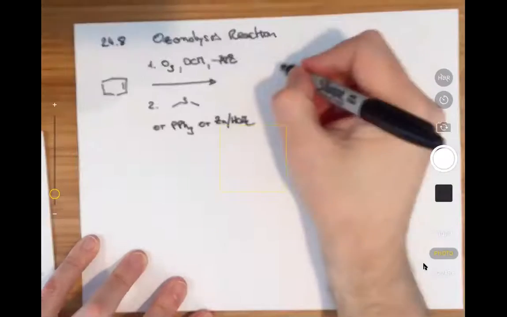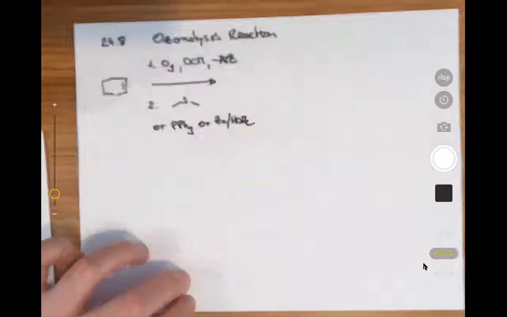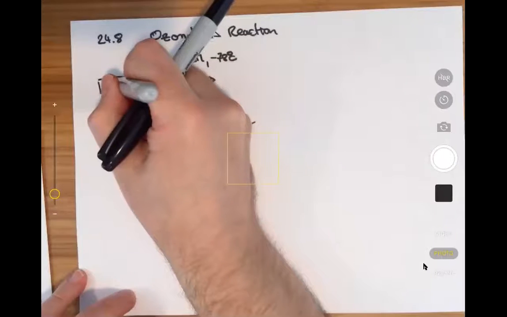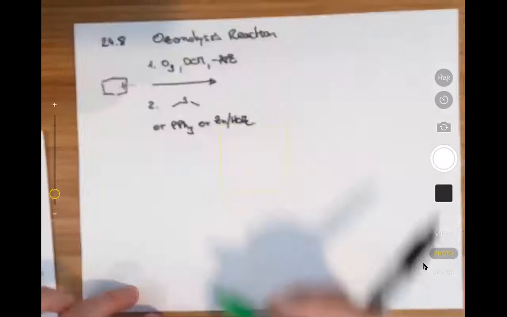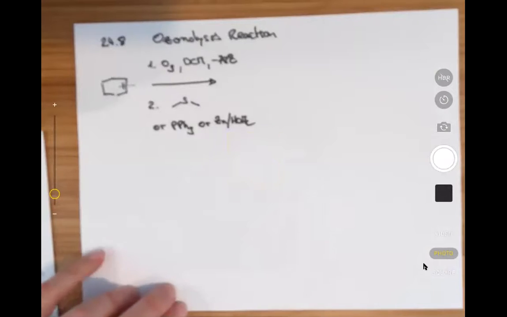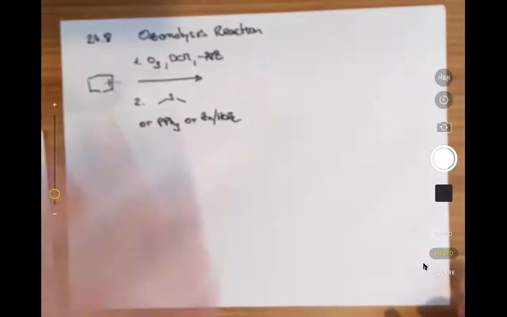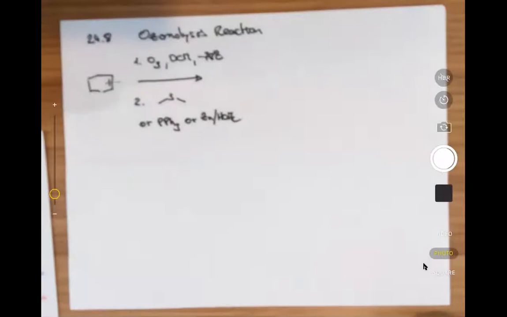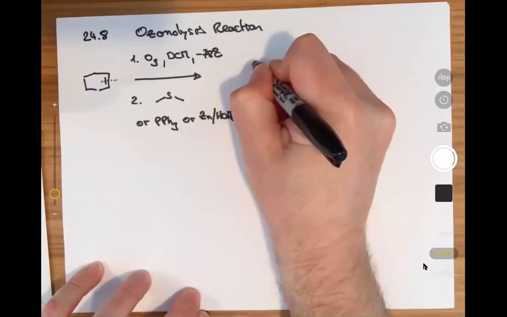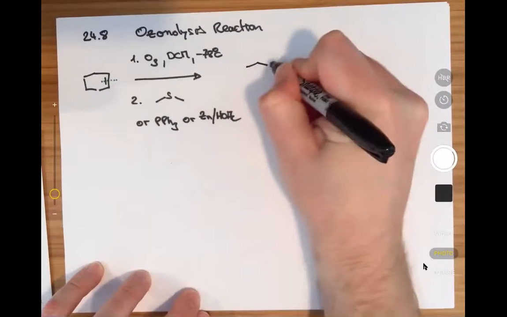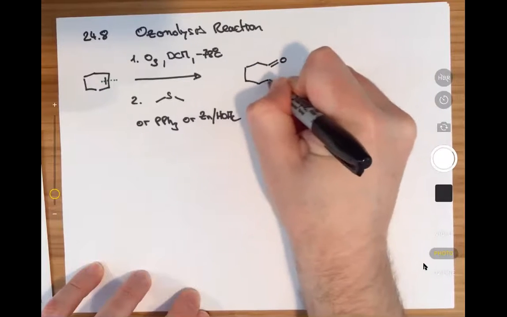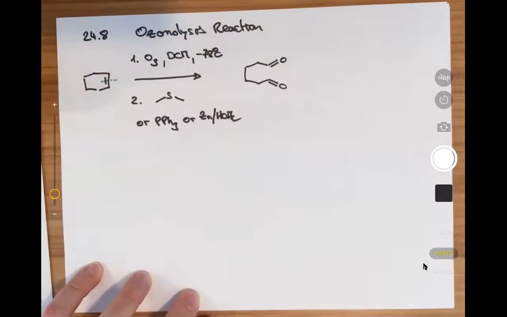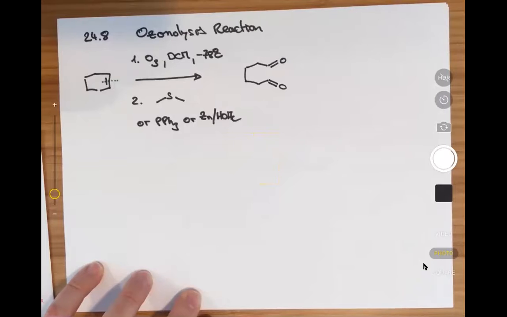But what you get out of this is essentially a cleavage of this double bond at this position here. And each of these carbon atoms that you're left with at either side of this double bond are going to turn into an aldehyde. So on this side of the system, you're going to end up with something that looks like this.